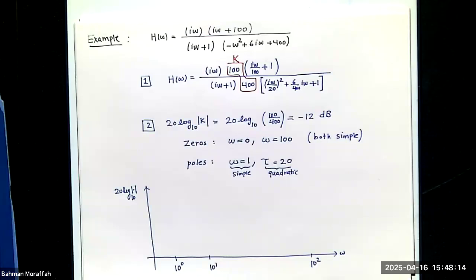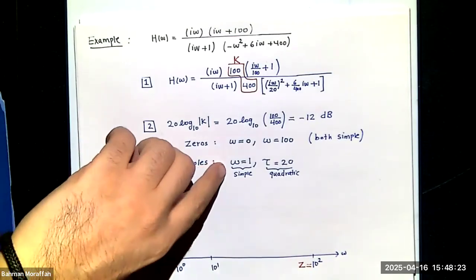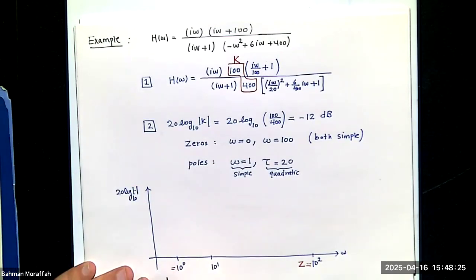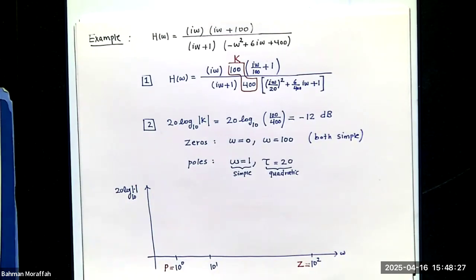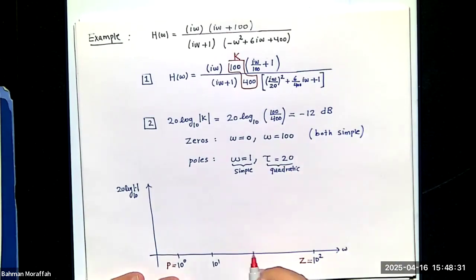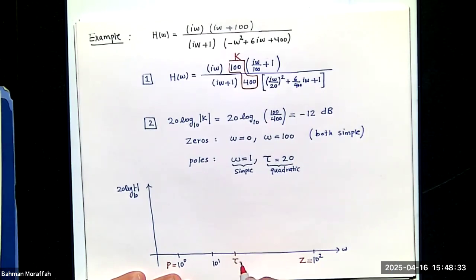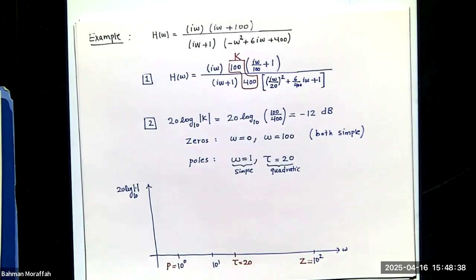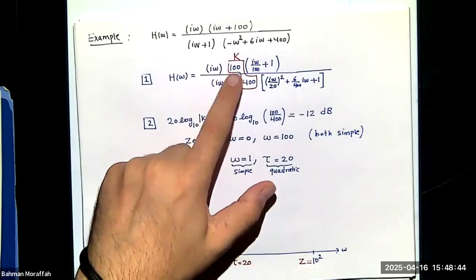I have this omega equals 100, that's my 0. So this is my 0 over here, right? And then I have this simple pole over here, which is at this point, right? And then I have this quadratic pole that's happening somewhere here, right? Now let's plot. Keep that in mind. I have to plot every single term that I have.